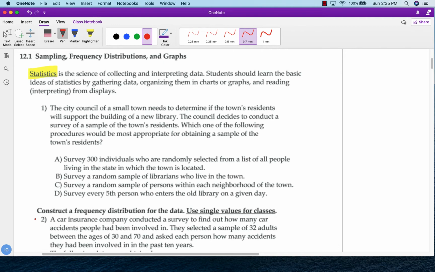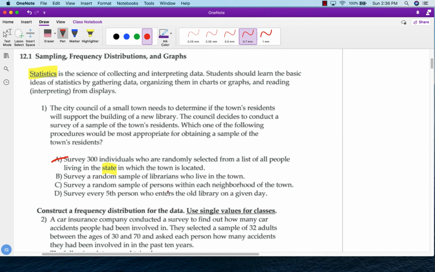Alright, so if we talk about number A, this one says to survey random people from the state. So maybe people that don't even live in this town, right? So that wouldn't make sense, right? Because people are not really going to care. They're like, that's not my town. I don't care. So I don't think this is a good option. Survey random people of librarians. So people that work at a library already. So that might be kind of biased, right? They work at a library, so yeah, why not have a new one? It's another opportunity for them to work in that place, right?